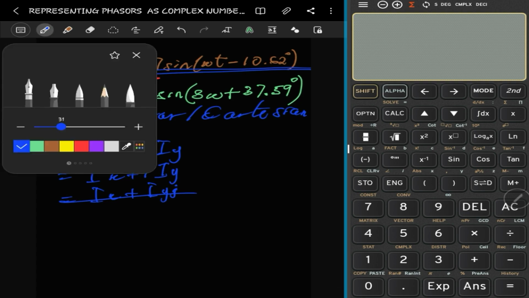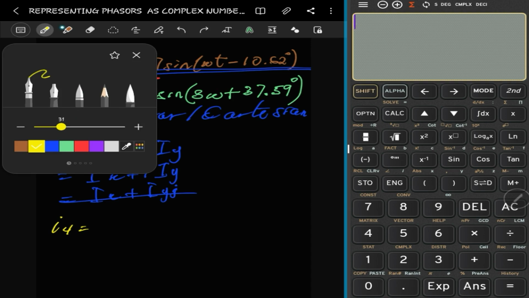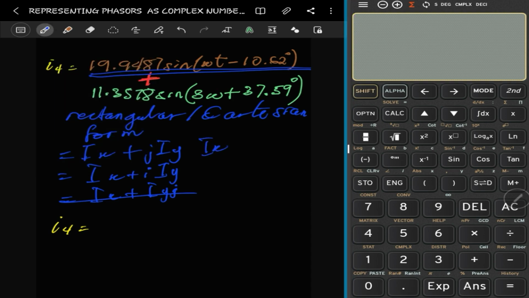Let's visualize this way. This means that if you are trying to write the I4 in a Cartesian or rectangular form, that's how it is to be done. This is just one part of I4. So we are trying to get the X component. We are very much aware that this X component is equal to just the peak, and then we have a cos, and then we have the phase shift, right? And then the Y component is equal to the peak, sine, and then the phase angle, right?